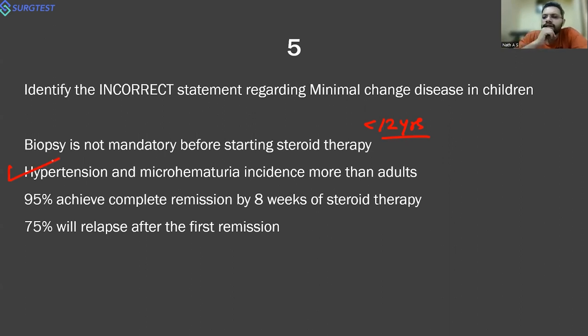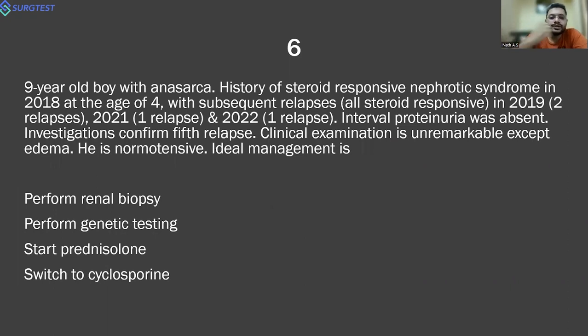Hypertension and microhematuria incidence is very less in children. In minimal change nephropathy, in adults, because the diagnosis may be FSGS or something else, atypical features are more common in them, not in pediatrics. And the other two statements are true, directly picked up from Harrison and very correct also. 95% will achieve remission within 8 weeks of steroid therapy, and most of them will relapse. That's the funny thing. Most of them will relapse. 3/4 of the patients will relapse, but that relapse also will be responsive to steroid. Okay, which brings us to the next question.